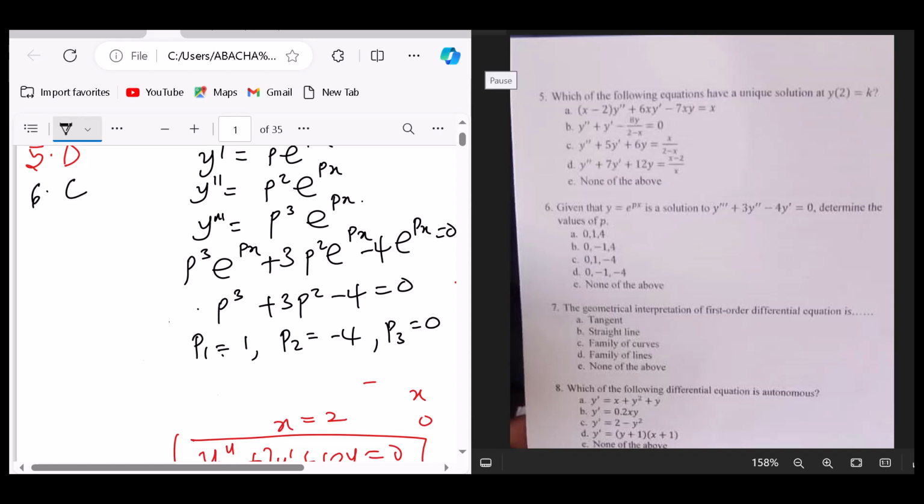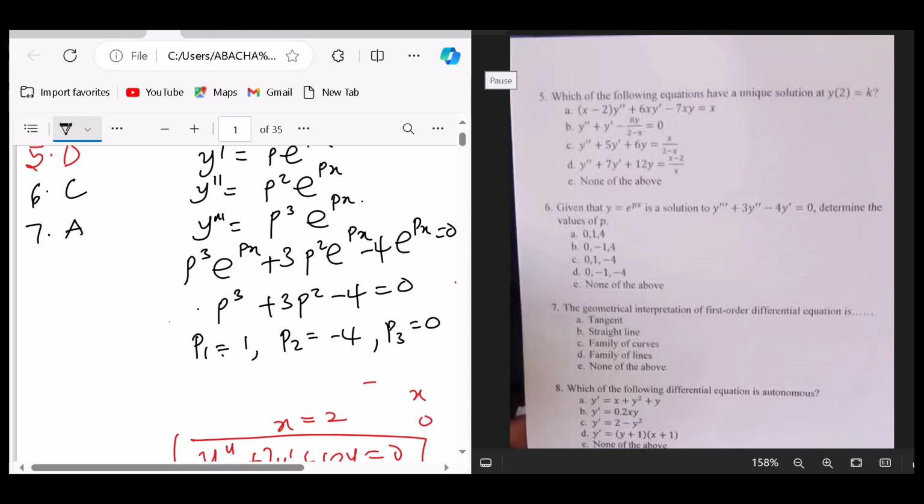Now we look at number 7. They are saying that the geometrical interpretation of a first order differential equation is, what is it? So the interpretation is that it is a tangent of some curves. Okay. So the slope, either you can say the slope or the tangent, is describing the slope or tangent of some family of curves or curves. So the answer there is A. So number 7, the answer is A.